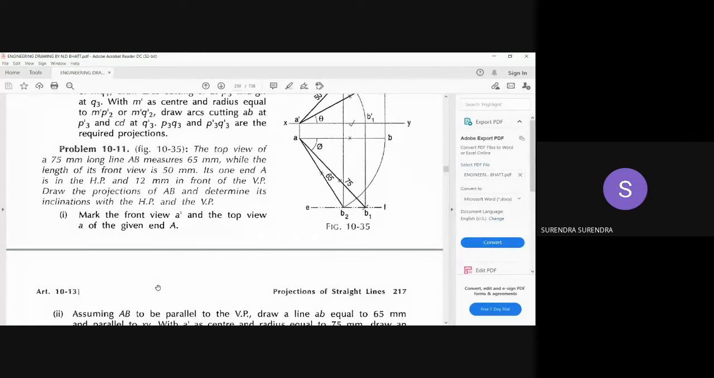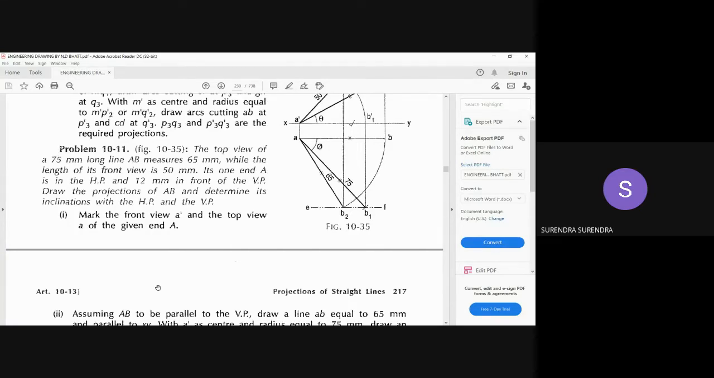Draw the projections of the line AB and determine its inclinations with HP and VP. So we are asked to calculate the true inclinations, theta and phi values. So here we have to identify the true inclinations, theta and phi. So what are the given data?